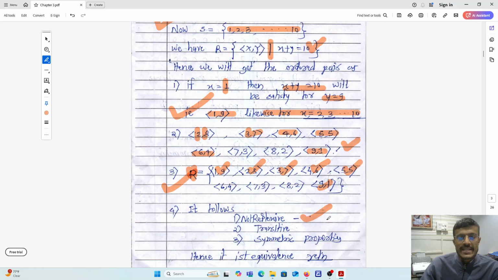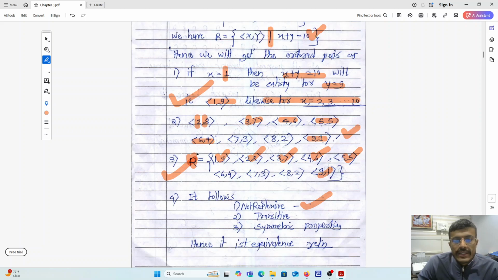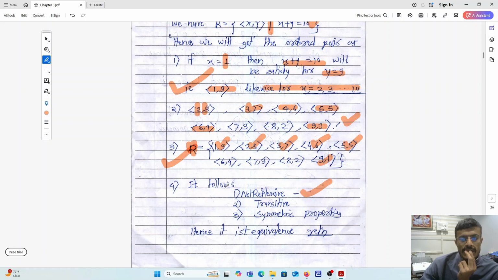Then the second one, the transitive property. What is the transitive property? If you observe here, you can check any pairs. Is the transitive property there? No, it does not have the transitive property. And the last one, the symmetric property.